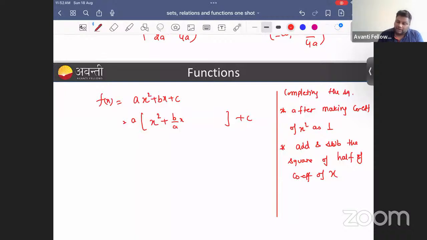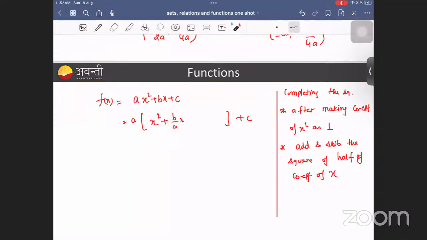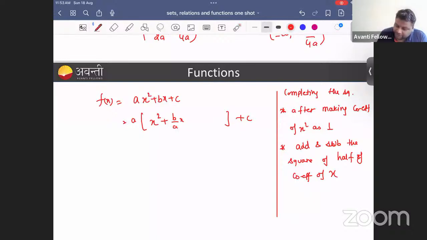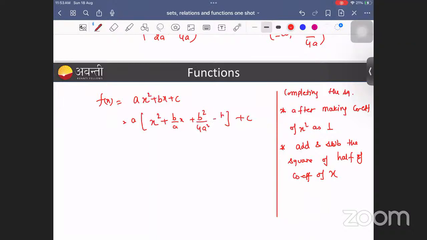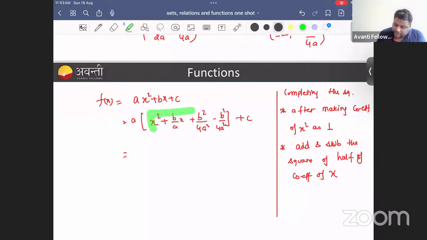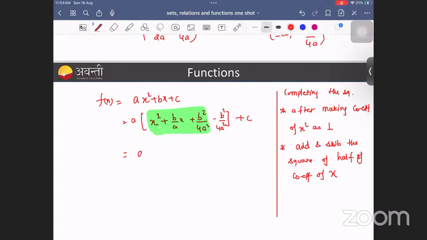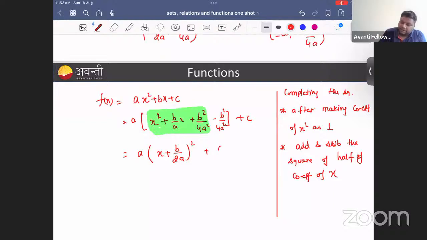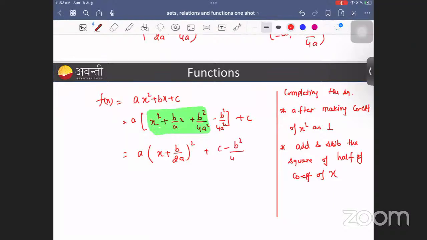Got it? Now, after making the coefficient of x square as 1, the coefficient of x is b upon a. Half of that is b upon 2a. Square of that is b square upon 4a square. Add and subtract; the equation is balanced. There is no difference. Now, these three collectively make a times x plus b by 2a whole square, plus c minus b square upon 4.